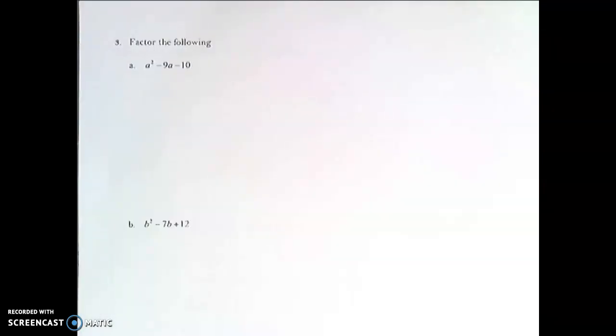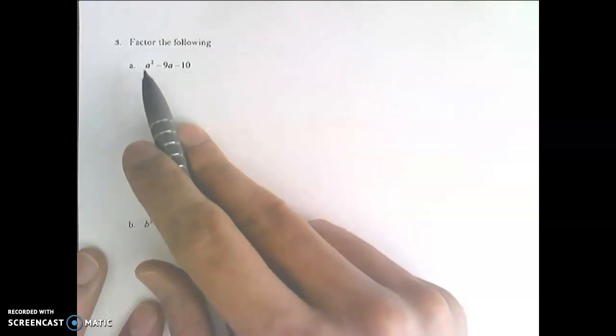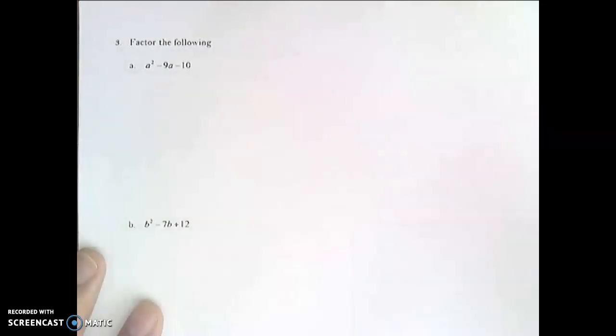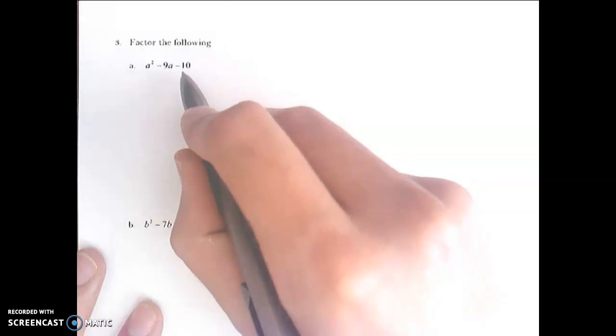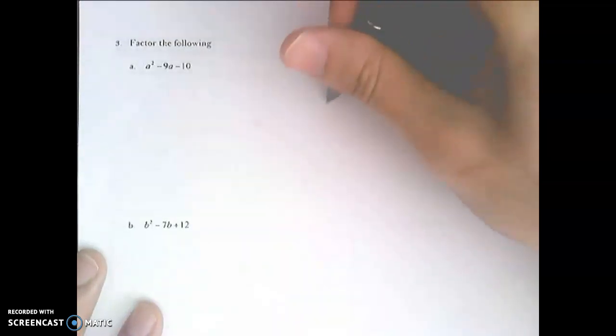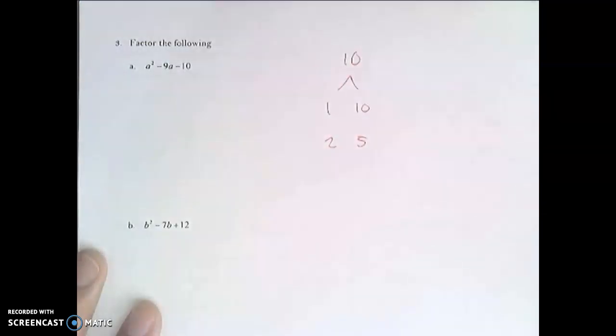So let's try a few examples here. I'm looking at this. It's in the form already. It's got a squared and then minus 9a minus 10. It's already in that general form. So we look at this third number, this c term, this negative 10. What numbers multiply to get to 10? Well, 1 and 10, or 2 and 5. And then we want to choose a pair that adds up to that middle term, that negative 9.